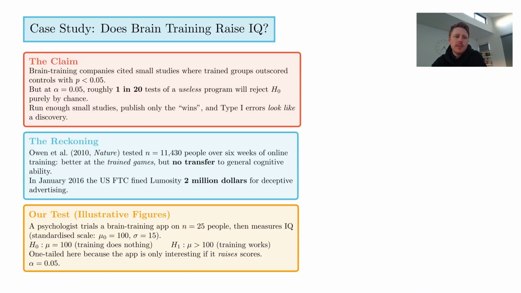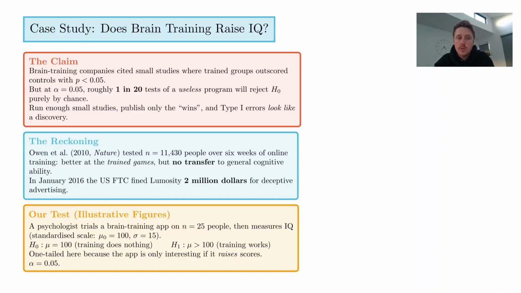So the claim from these brain training companies was that the apps that they were developing increased people's IQ. But we know if we set a probability of alpha being 0.05, so 1 in 20 tests of a useless program will reject the null hypothesis purely by chance. If you run enough of those small studies and publish only the wins, type 1 errors look like a discovery, and that's basically what happened with Lumosity.